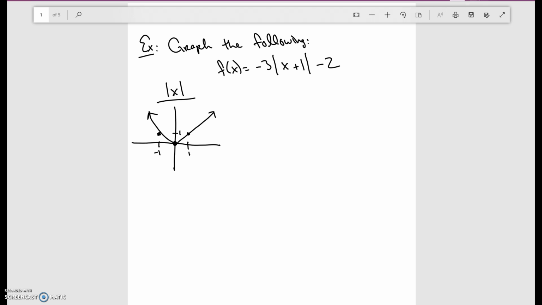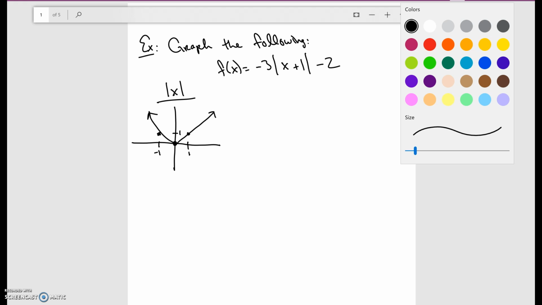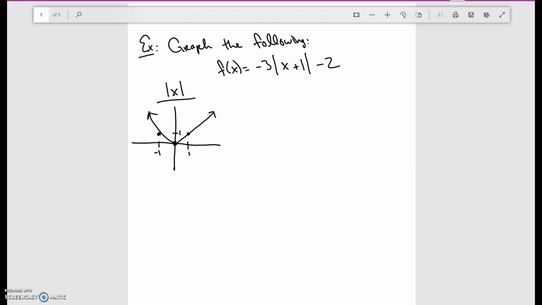So now let's look at all the different things that I have to do. I always want to start from the inside out, so I'm going to start off with this +1. Now this +1 means that I'm going to shift 1 unit to the left. This is always going to do the opposite of what we have. So that's the first thing that I'm going to do.